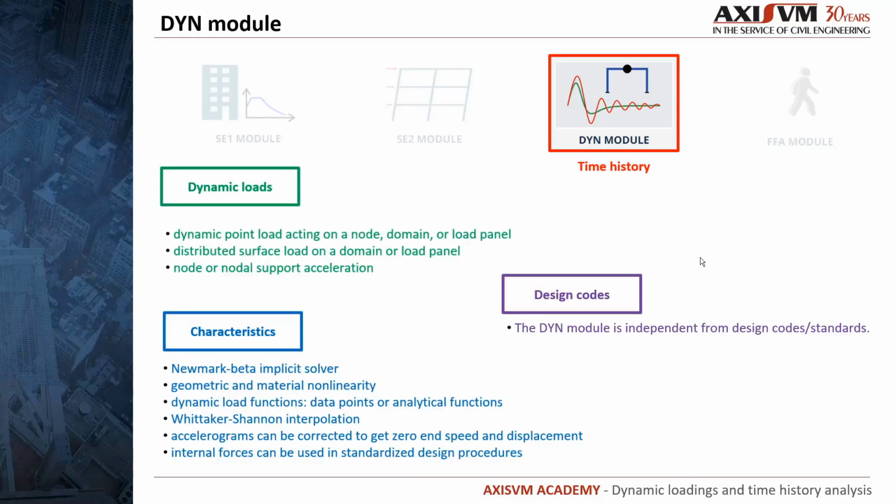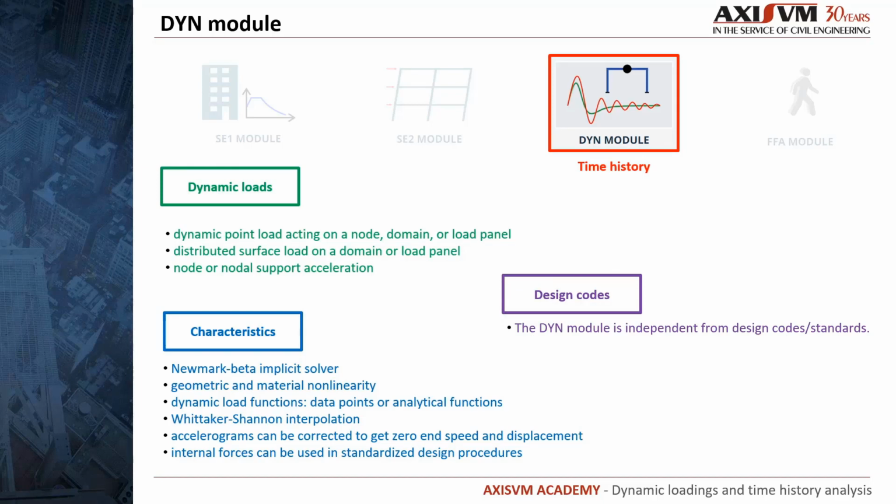In the case of dynamic analysis, the program determines the displacements and the internal forces of the structure for each time step, corresponding to the defined dynamic loads. The analysis can be carried out by considering linear or nonlinear material behavior, or also geometric nonlinearity. The following dynamic actions can be applied: dynamic point load acting on a node, domain, or load panel, distributed surface load on a domain or load panel, node or nodal support acceleration. It is important that the DIN module is independent from any design codes or standards.